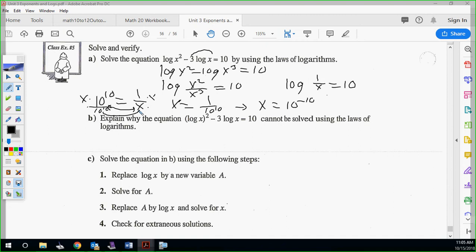Okay, and so the problem is, in terms of, like, we got x equals 1 over 10 to the 10 or 10 to the negative 10 is fine.